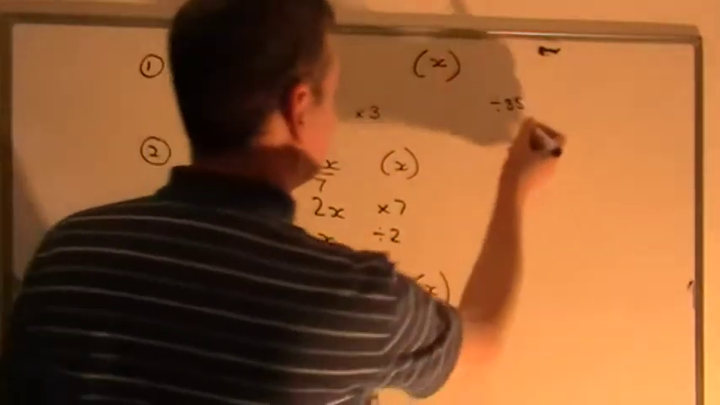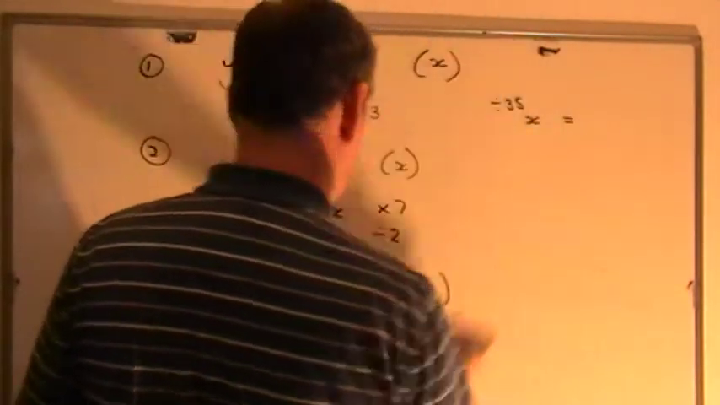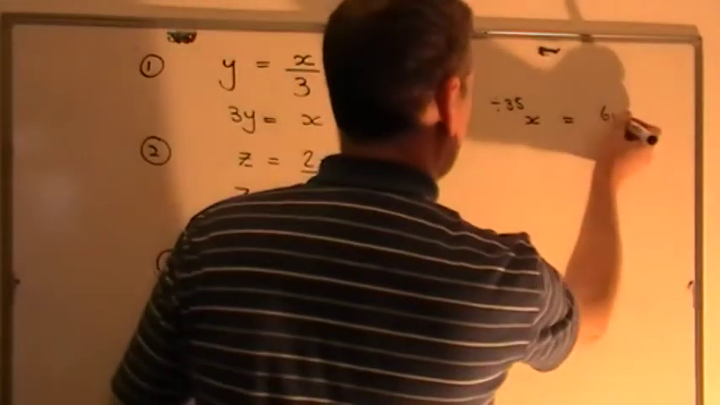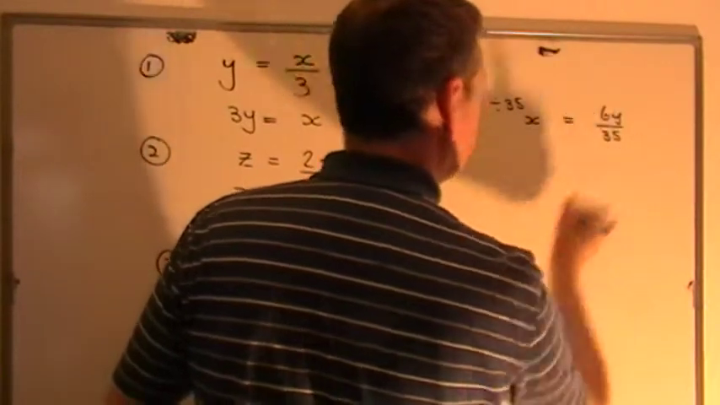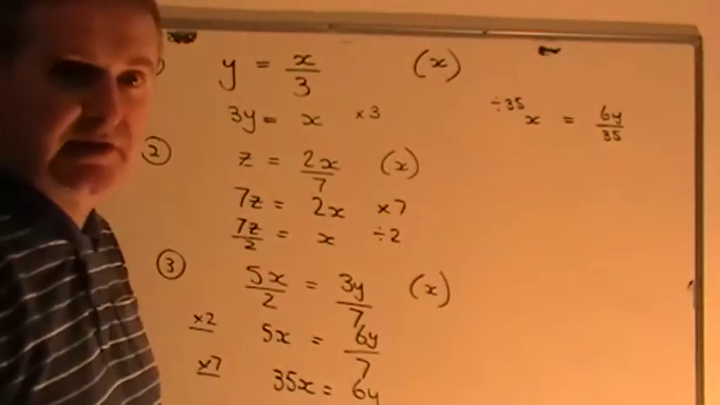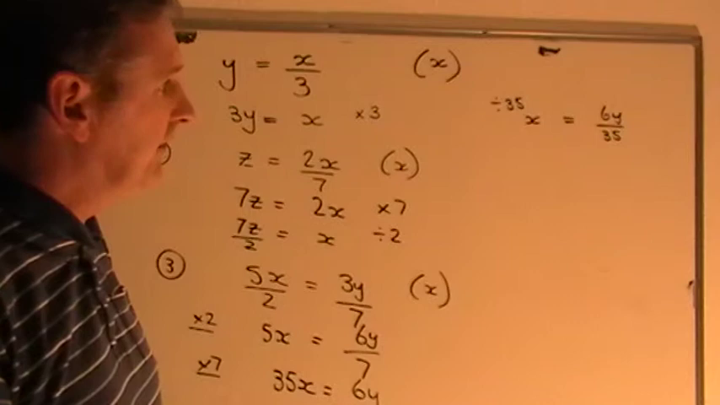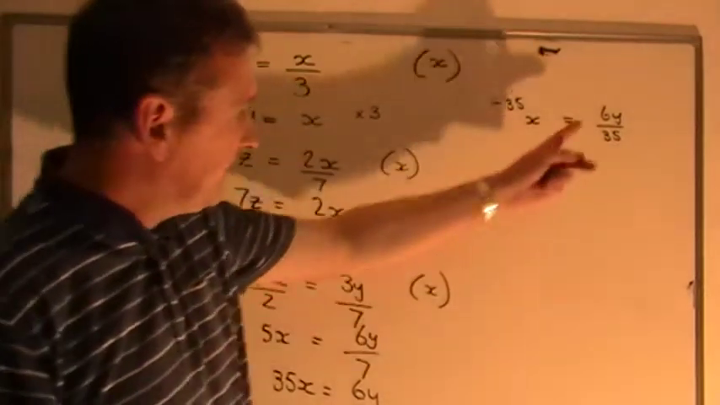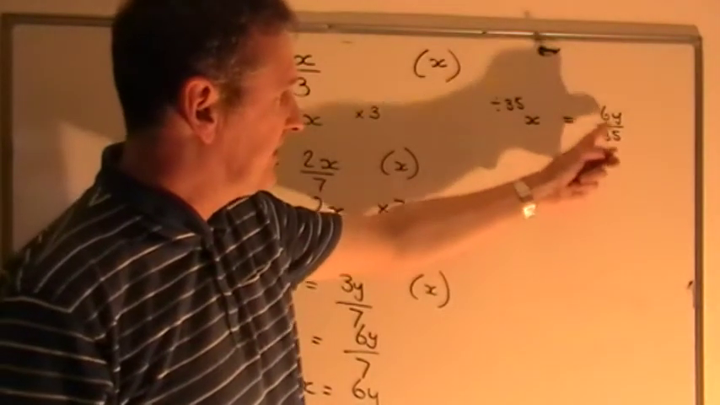So 35x shared by 35, you get 1x, and therefore you take the 6y and you share that by 35 as well. And there's your basic answer: 6y over 35.